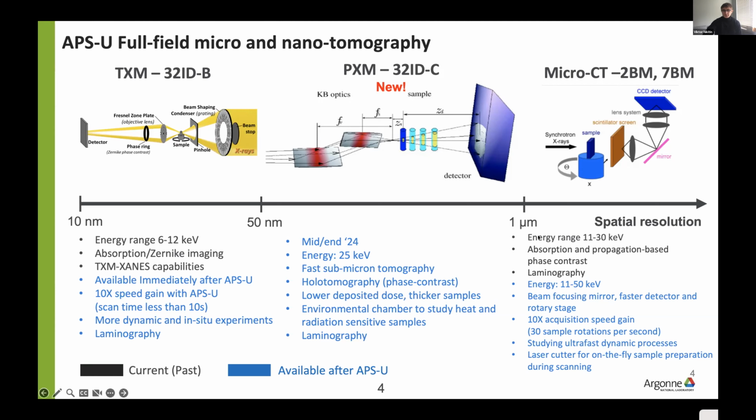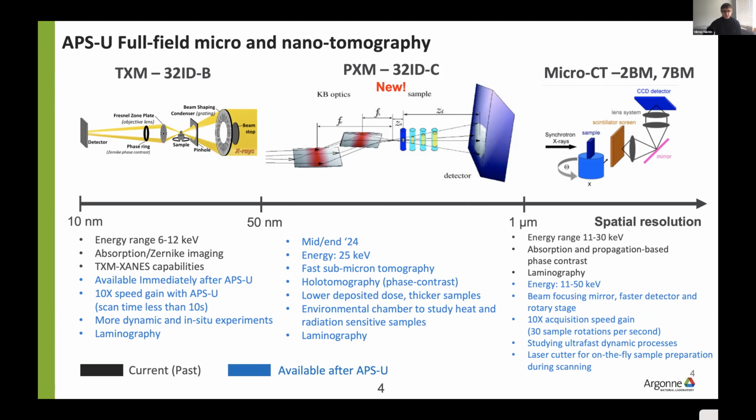In these notes, in black color I show what we have currently, or what we had before the shutdown, and in blue color I show what we will have after the APS upgrade. Before the shutdown, we also have the TXM instrument, the transmission X-ray microscope, where you're able to do Zernike techniques and work with energies of 6 to 12 keV. After the APS upgrade, this instrument will be much faster.